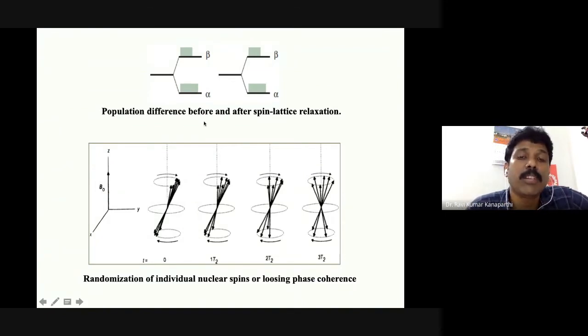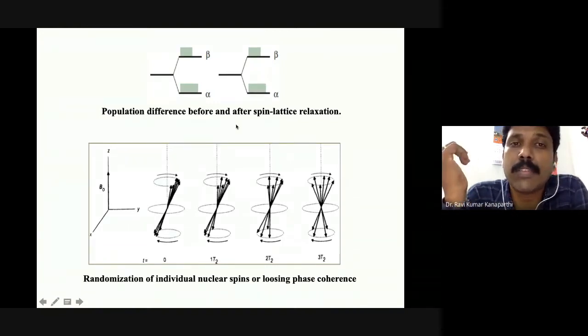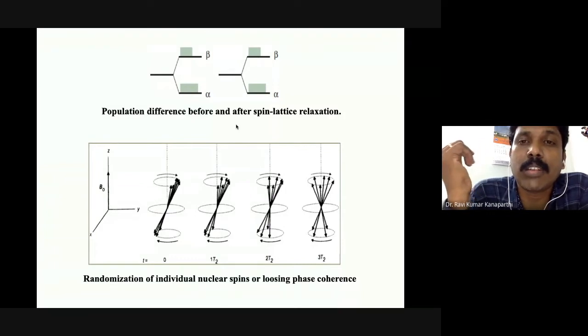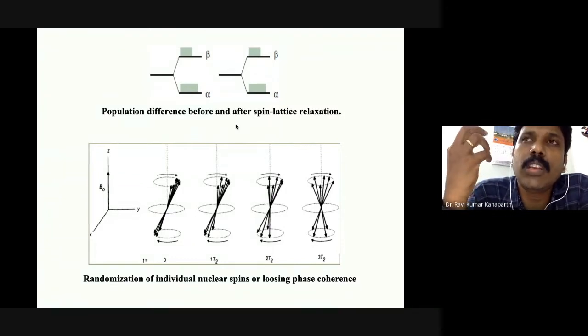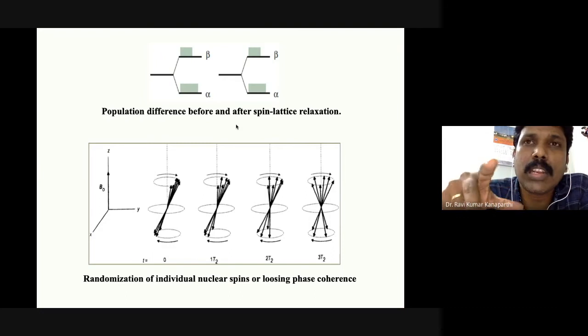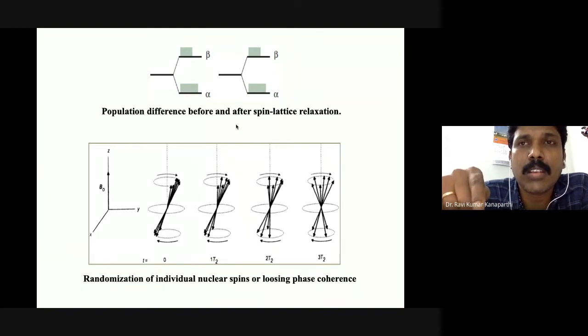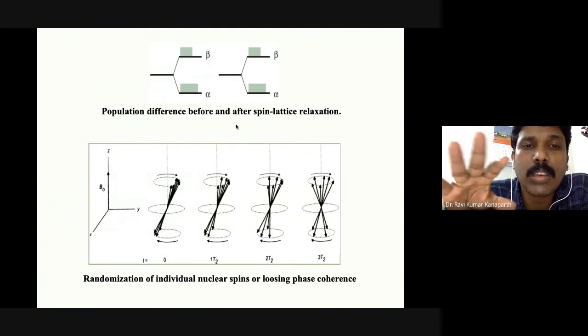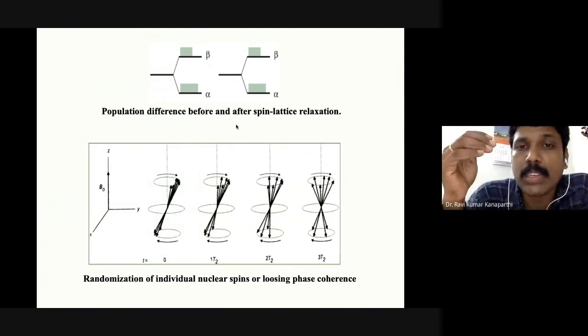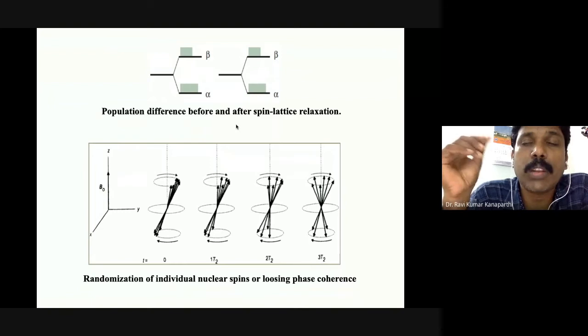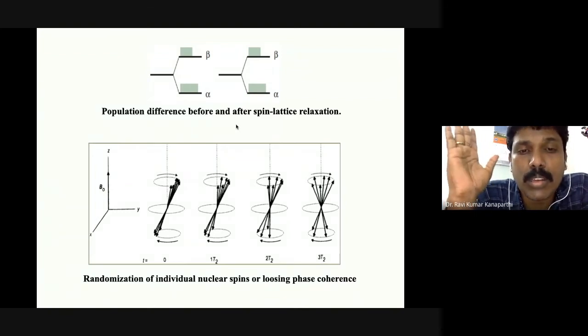Before and after this, unlike the previous case, here alpha is not coming back to beta, and beta is not coming to alpha. Here it is only randomization, so this energy is very negligible. Therefore, the population actually doesn't change in this case. The directions remain the same. So the alpha and beta populations before and after applying the radio frequency pulse remain the same. Nothing happens.